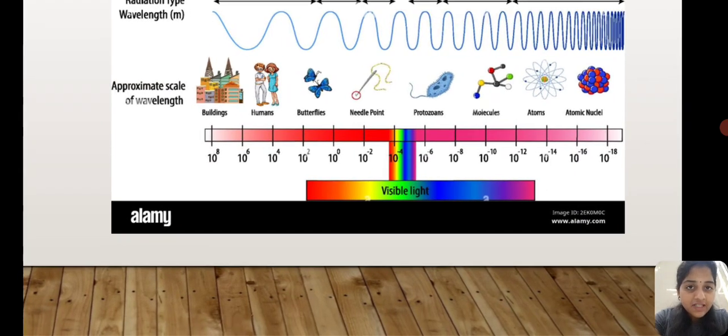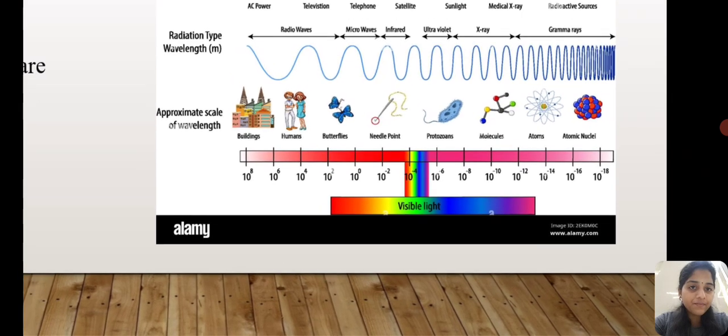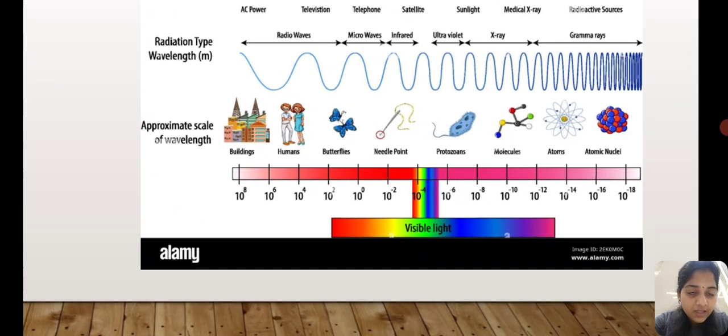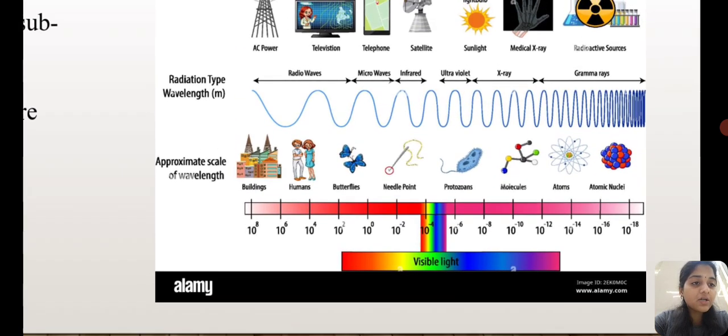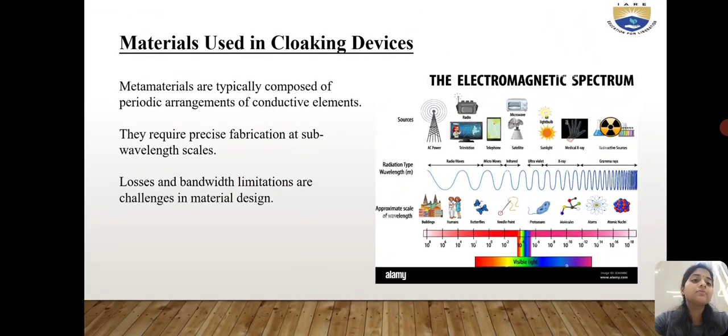Here in the last we can see the approximate scale of wavelength. This is the scale in 10 power minus 4 to 10 power minus 5. There will be the visible light. So in this wavelength we can see buildings, humans, butterflies, needle points, protozoans, molecules, atoms and atomic nuclei. This is the electromagnetic spectrum.